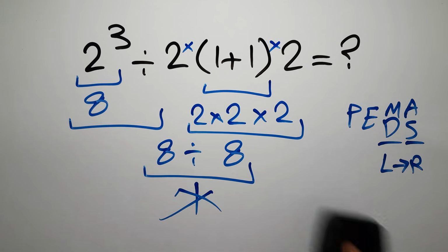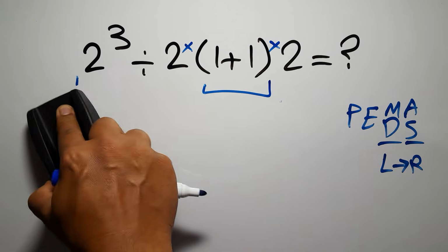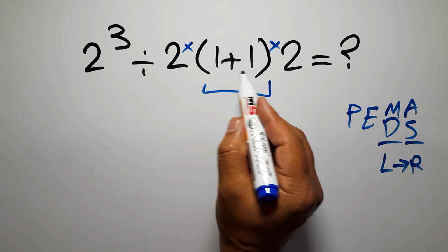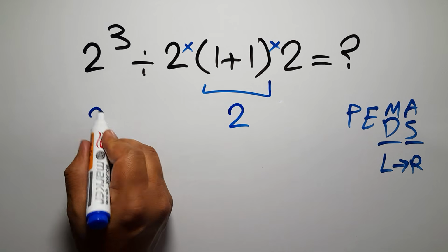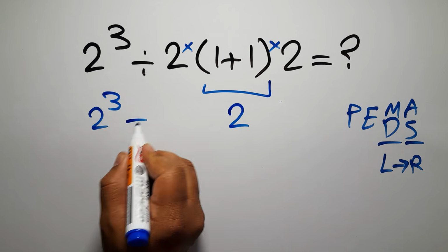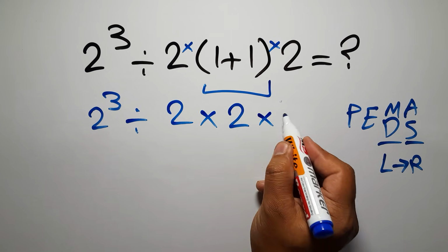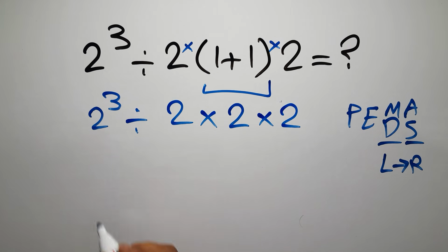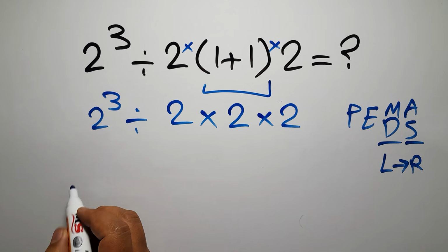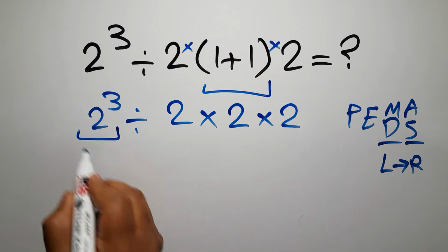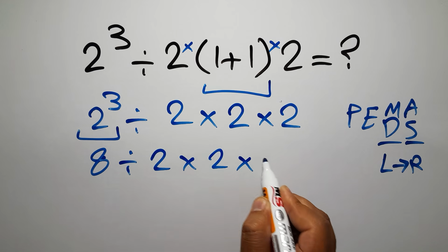Okay? First, we have to do our parentheses. Okay? Inside these parentheses, we have 1 plus 1, which equals 2. Now, 2 cubed divided by 2 times 2 and again times 2. Now we have to do this exponent. Okay, 2 cubed gives us 8. So 8 divided by 2 times 2 times 2.